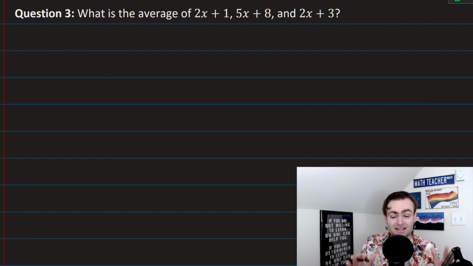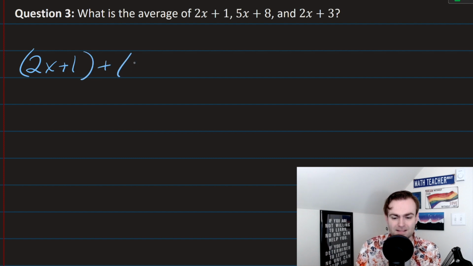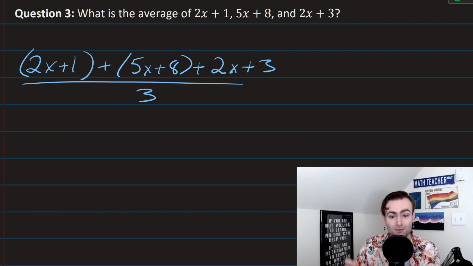Last but not least is what is the average of 2x plus 1, 5x plus 8, and 2x plus 3? So what are we going to do? We're going to add all these together and divide by 3. So we have 2x plus 1 plus 5x plus 8 plus 2x plus 3 all over 3, because we have 3 numbers, three expressions that we can add together. So first thing I'm going to do is, there's no reason for the parentheses to exist besides just the setup, so I'm going to erase them.